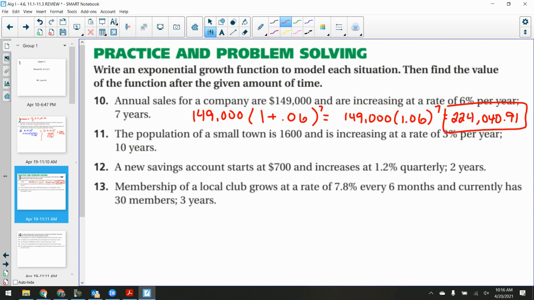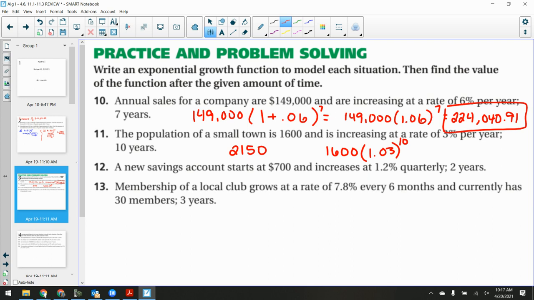Nate, what'd you get for number 11? I got... Oh, don't tell me, Nate, you didn't do your homework. I got 215. You're close. You forgot a zero. 2,150. The population is 2,150. The original amount is 1,600. You probably did 160 times 1.03 to the 10th power.